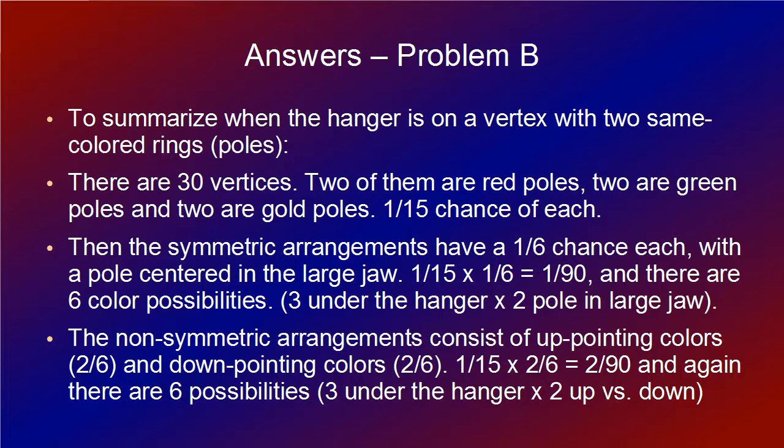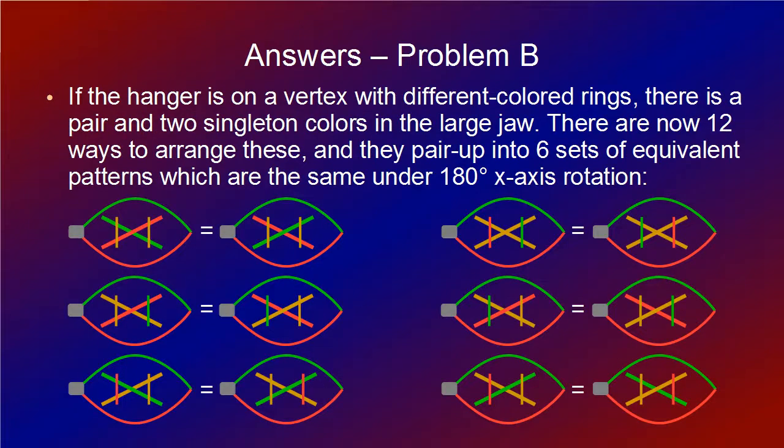Now let's look at what happens if the hanger is on a vertex with different colored rings. There will be a pair of rings with the same color and 2 singleton colors in the large jaw. There are now 12 ways to arrange these, and they pair up into 6 sets of equivalent patterns, which are the same under a 180-degree x-axis rotation as shown.